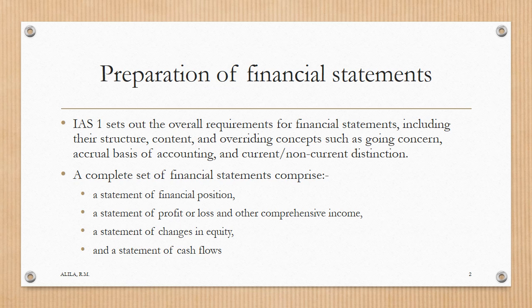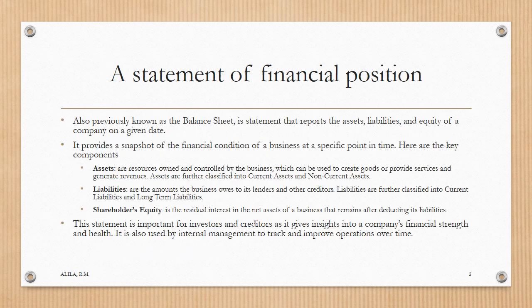A complete set of financial statement comprises 4 statements. One being statement of financial position. The second is the statement of profit or loss and the other comprehensive income. The third one is the statement of changes in equity. The fourth is the statement of cash flow.